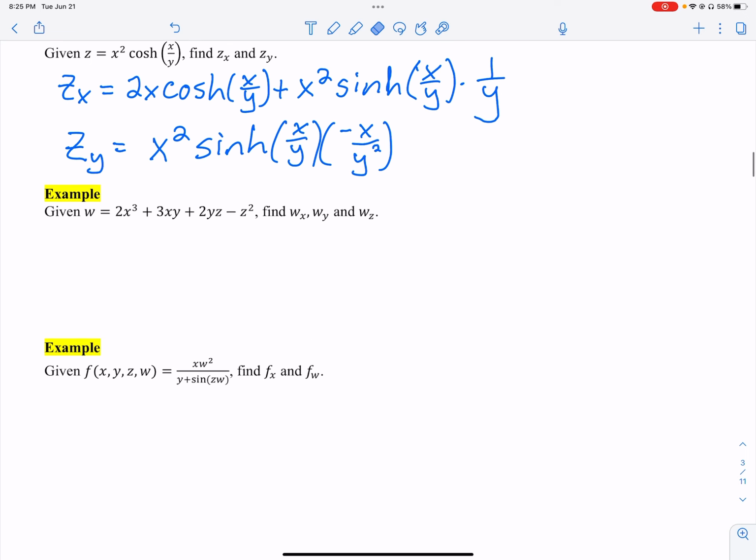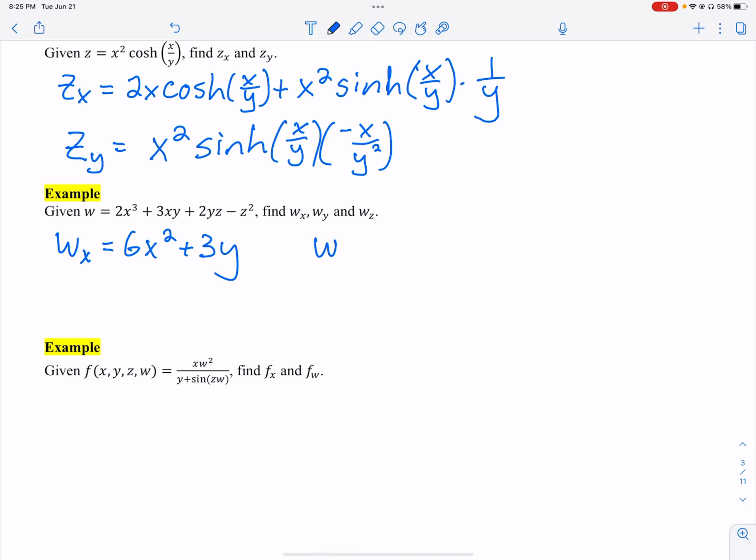We can apply this when we have multiple variables. I can do each variable here. I have that w. Notice that it's x, y, and z. So I can do each partial. I have w in the partial with respect to x, which is 6x squared plus 3y. And then this doesn't have an x, so it's 0, doesn't have an x, 0.